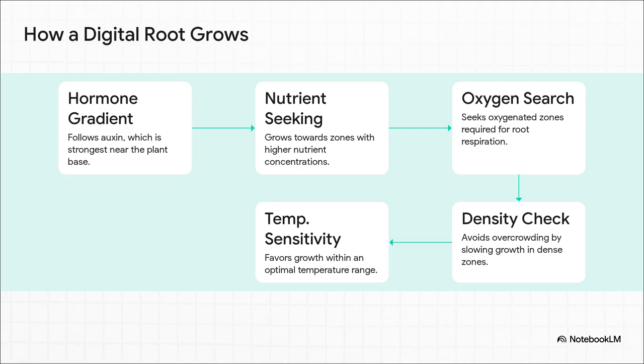1. Follow the hormones, like auxin, which are strongest up near the base of the plant. 2. Find the food. It's always going to push towards zones with more nutrients. 3. It has to breathe, so it seeks out oxygen. 4. It doesn't like crowds, so growth slows down in areas that are already packed with other roots. And 5, it's a bit of a princess. It likes the temperature to be just right.